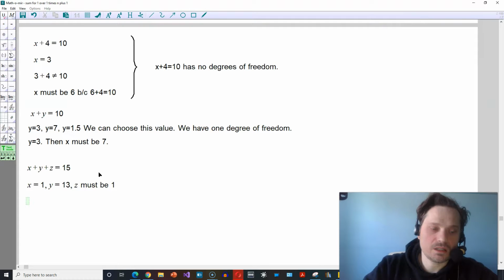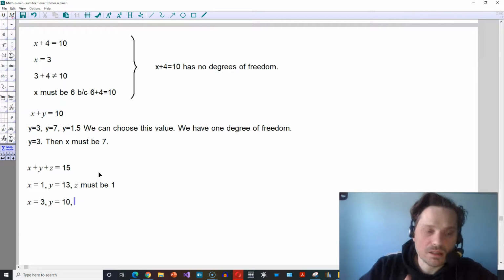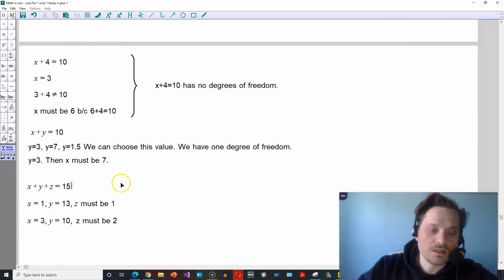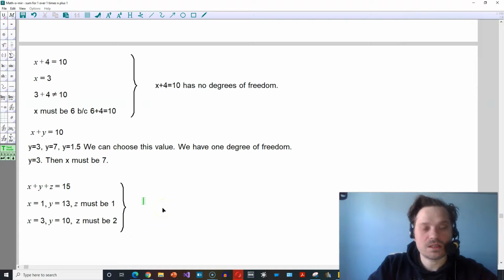Let me do another one here, take a look. Imagine x has the value, for example, 3, and y has the value 10. So I'm choosing those two however I want pretty much, which then tells me the following, that z must be, well, 10 and 3 is 13, so z must be 2. I cannot choose the value of z as long as I want to follow this constraint that the sum of the 3 is equal to 15. Therefore, the overall summary on this example is the following. To summarize it, I would say this equation has 2 degrees of freedom.